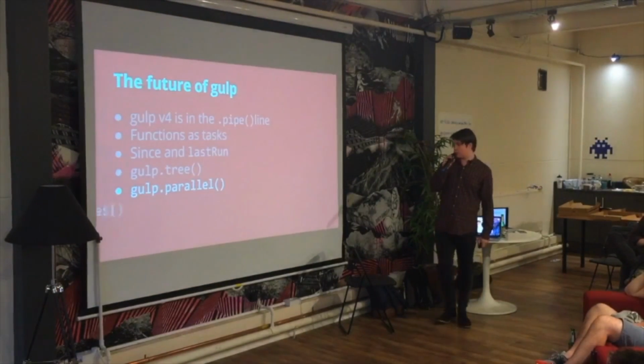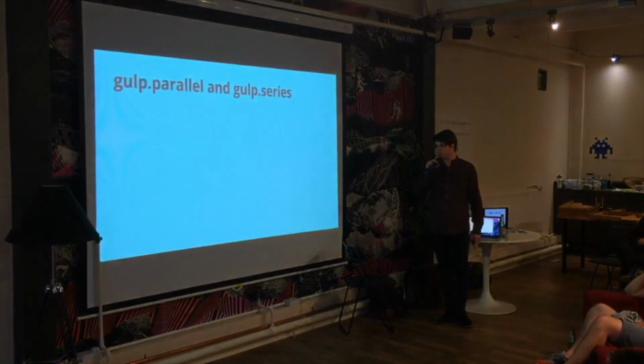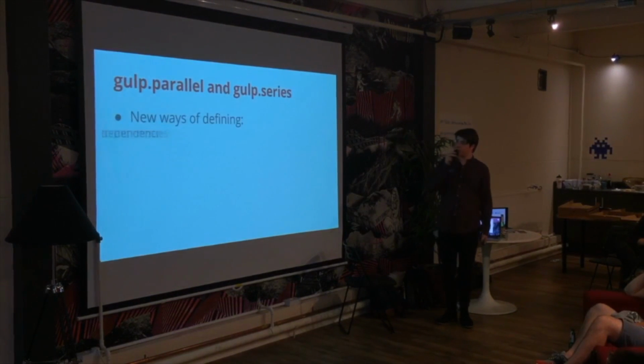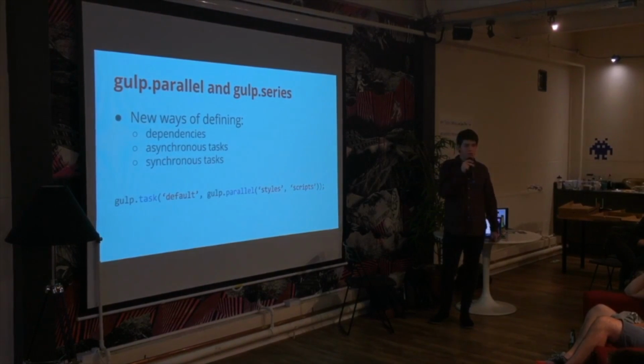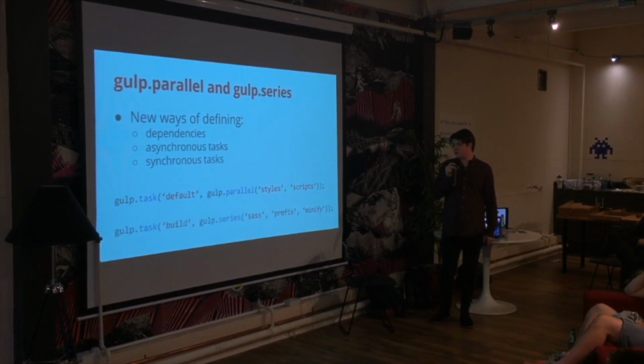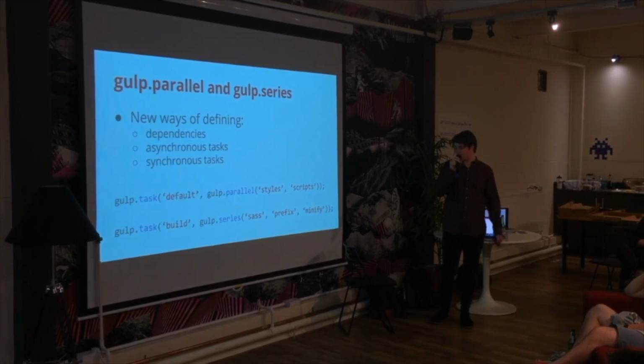So next is Gulp parallel and Gulp series. There are new ways of defining dependencies, asynchronous tasks, and synchronous tasks. For example here, we set up a default task and then pass in Gulp parallel styles and scripts. And what this means is it's going to run the styles task and scripts task at exactly the same time. Similarly, here we've got a build task, and we pass in Gulp series. And what this is going to say is run our SAS task, then our prefix task, and then our minify task.